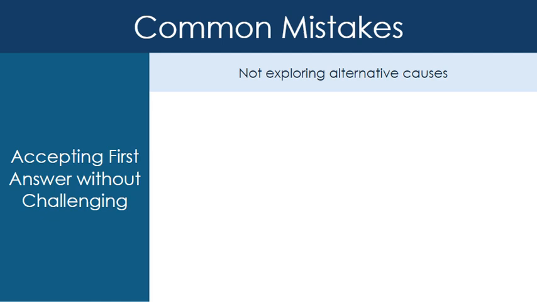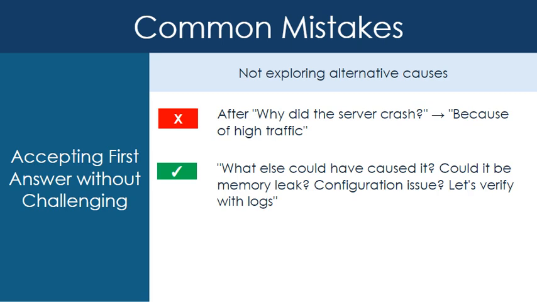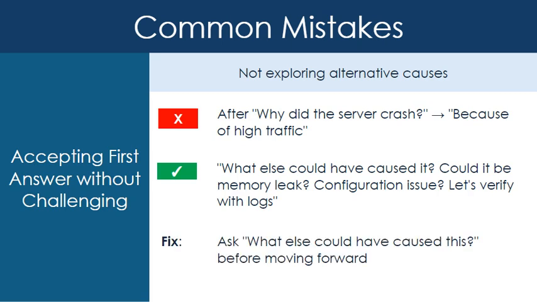Accepting the first answer without challenging. The mistake is not exploring alternative causes. Example: after asking why did the server crash, the answer is because of high traffic. It would be wrong to just accept it and move to the next why. Instead, challenge it. What else could have caused it? Could it be a memory leak? A configuration issue? Let's verify with logs. The fix is to ask what else could have caused this before moving forward.